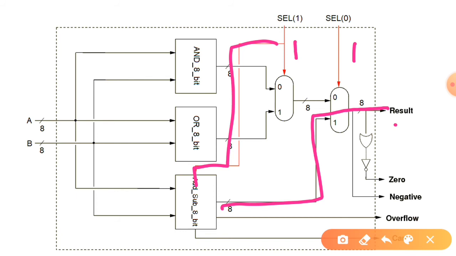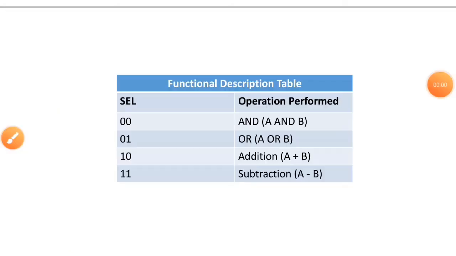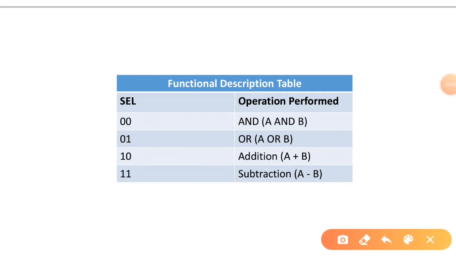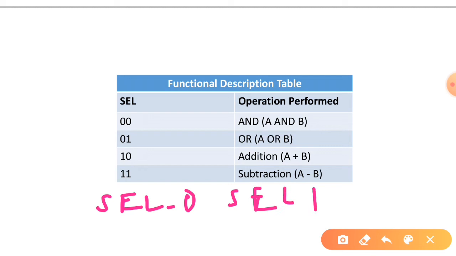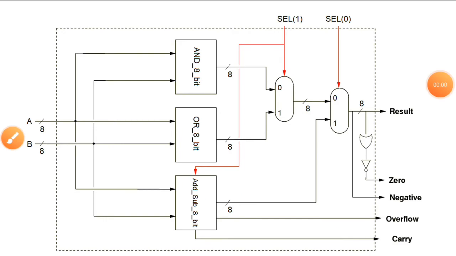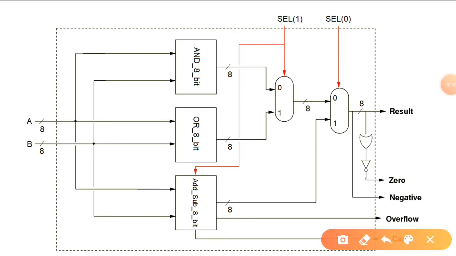That is why subtraction operation will be performed. So subtraction operation will be performed when both select 1 and select 0 are 1 1. You should note that in this functional description table we have written select 0 first, then select 1. That means for this particular combination, select 0 is 0, select 1 is 1.